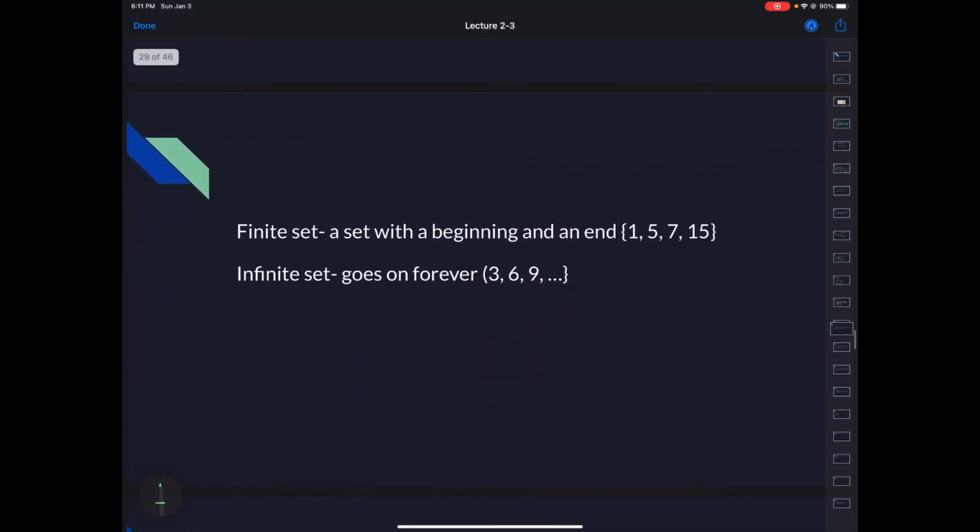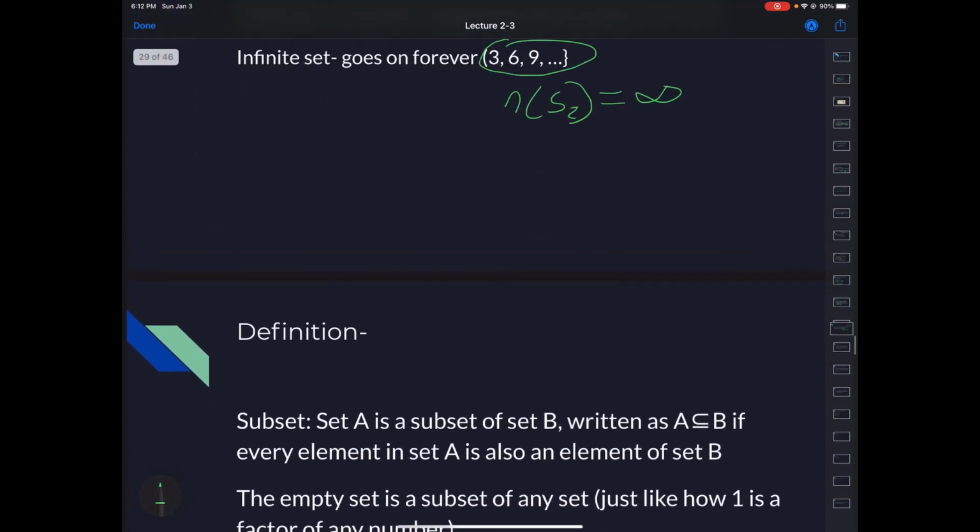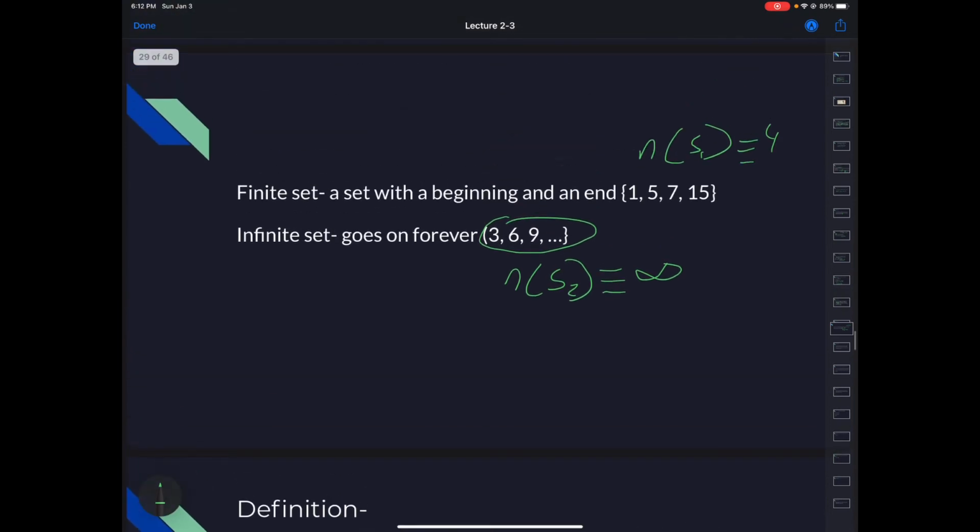Now moving on, another thing that we'll need is a finite set, which is a set with a beginning and an end, a set with a very specific numerical cardinality. For example, the cardinality of this set is equal to 4. Whereas an infinite set is exactly what you'd expect it to be. This is the set of all multiples of 3. Well, they go on forever. Or I could say n of this set, maybe this is set 1 and this is set 2, n of set 2 is equal to infinity, has an infinite cardinality. I should write equivalent to infinity, equivalent to 4.